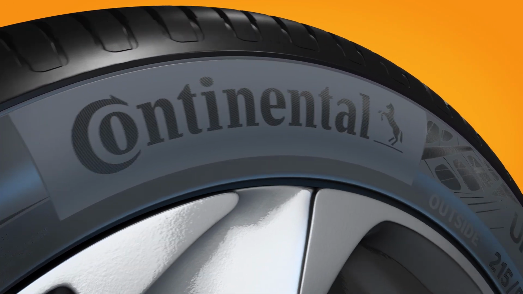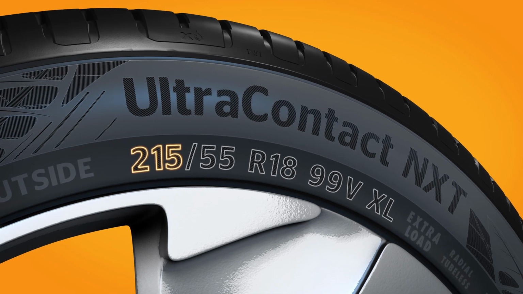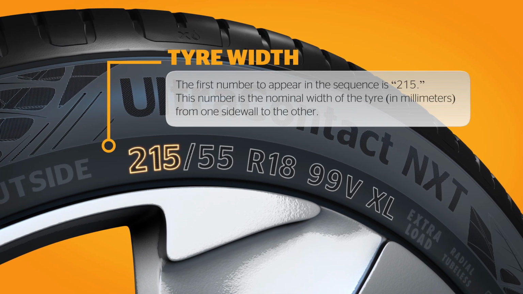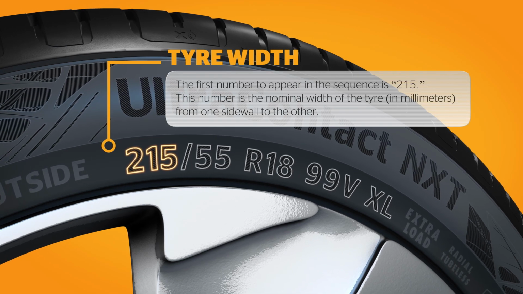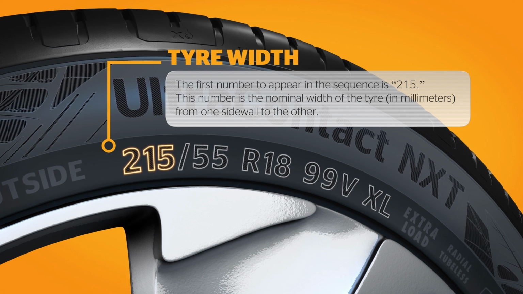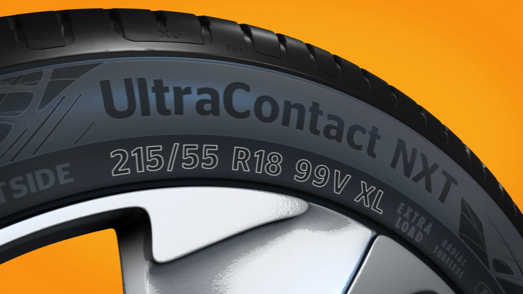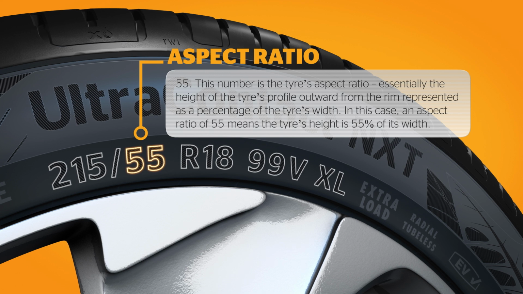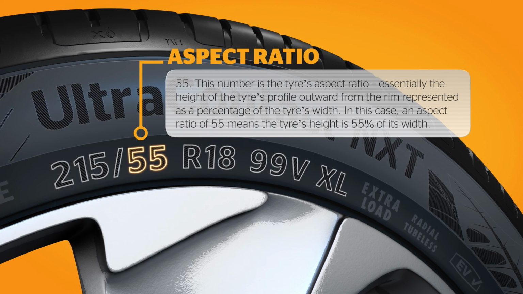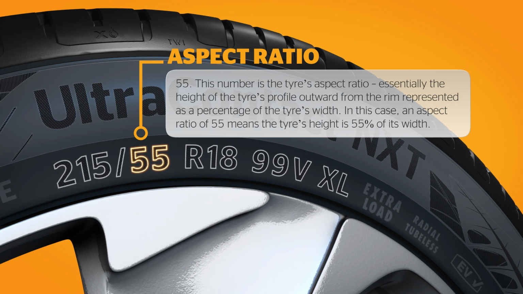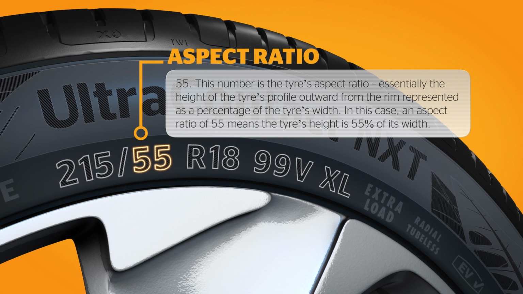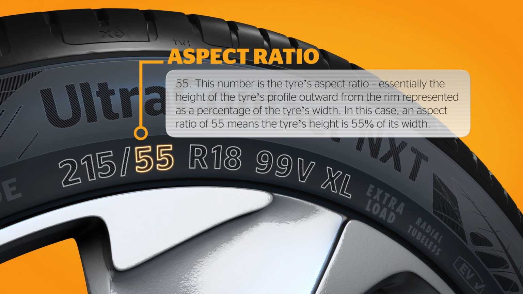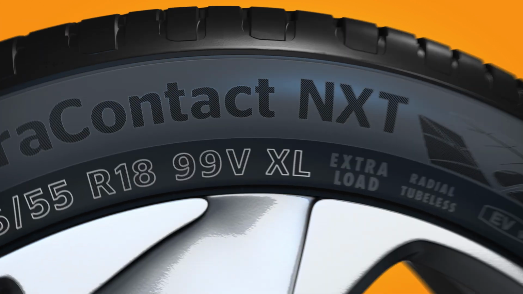Let's start with the following sequence of tyre markings as an example. The first number to appear in the sequence is 215. This number is the nominal width of the tyre in millimeters from one sidewall to the other. This number is the tyre's aspect ratio, essentially the height of the tyre's profile outward from the rim represented as a percentage of the tyre's width. In this case, an aspect ratio of 55 means the tyre's height is 55% of its width.